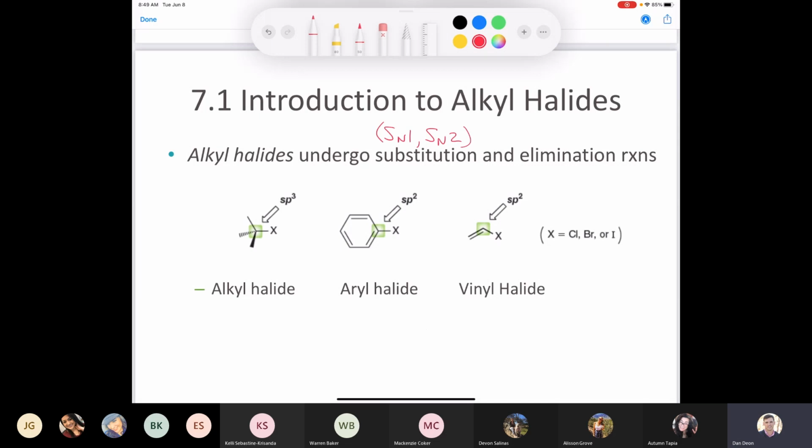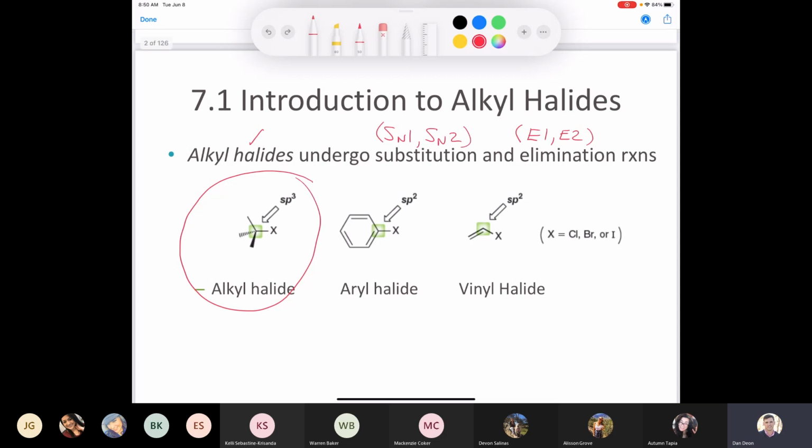And the elimination reactions that we're going to look at are called E1 reactions and E2. Again, we actually look at the E2 first, but the idea still stands that we look at E1 and E2 reactions. So the alkyl halides undergo substitution and elimination. Keep in mind that in order for something to be classified as an alkyl halide, you have to have your halogen, X, attached to an sp3 hybridized carbon. So this would be considered an alkyl halide when your carbon attached to your halogen is sp3 hybridized.